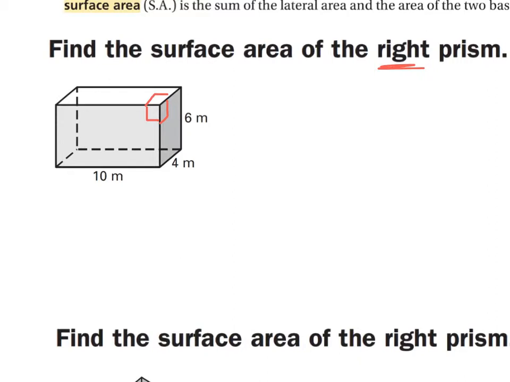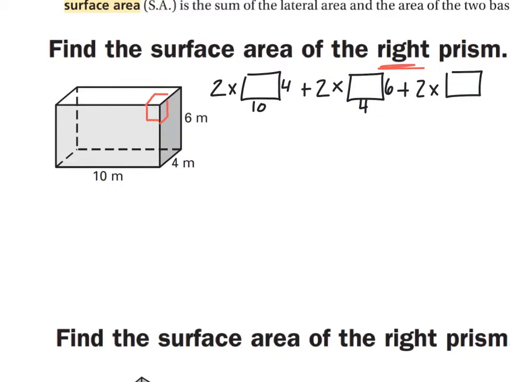Okay, so when I'm going through this, I want to try to figure out my surface area formula by actually drawing those different surfaces. So I have 2 rectangles that are 10 by 4. That's the top and the bottom. Everybody see that? Plus, I have 2 rectangles that are 4 by 6. That's going to be my left side and my right side. Does everybody see that? Plus, I have 2 rectangles that are going to be, well, I'm talking about the front and back. What are the front and back dimensions?